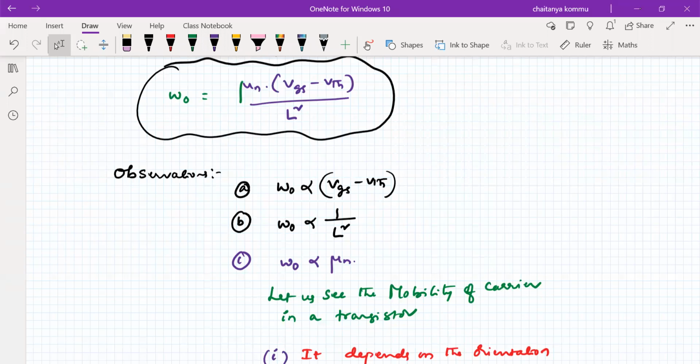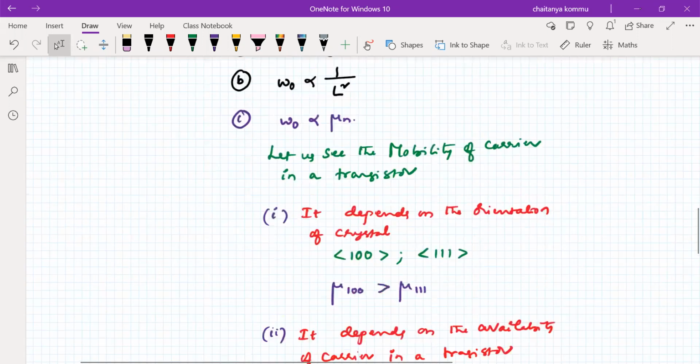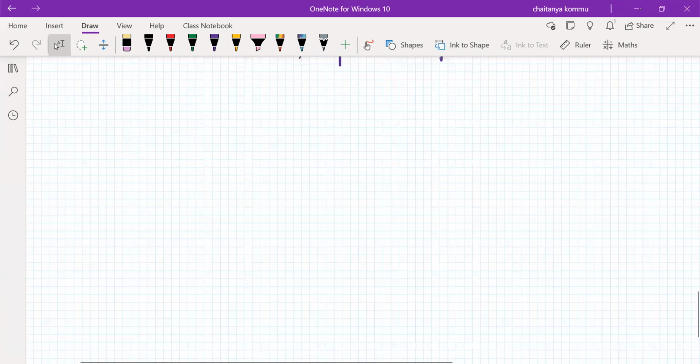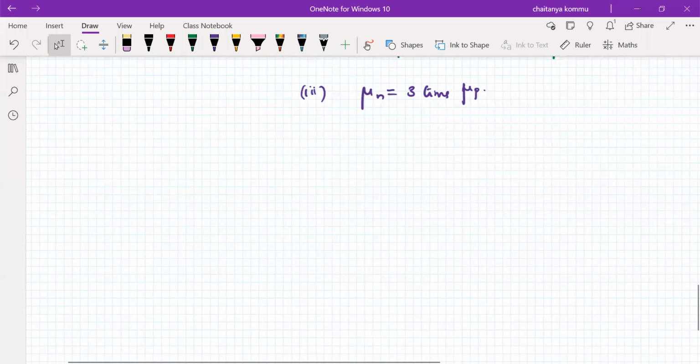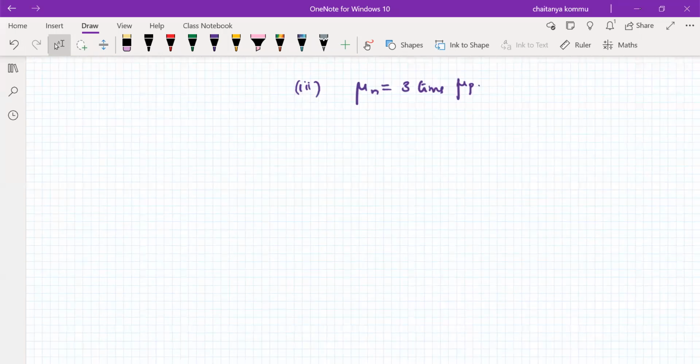So not only VGS minus VDS and the length, it also depends upon what type of material or what kind of environment we have created for the carrier. So according to those kinds of things, we have to play with that. Okay, fine.